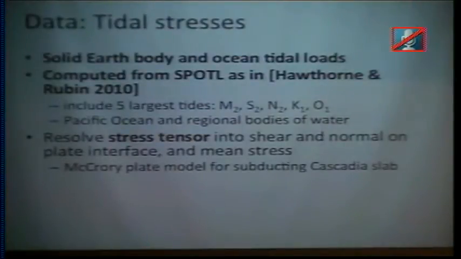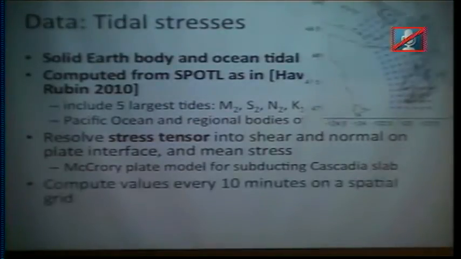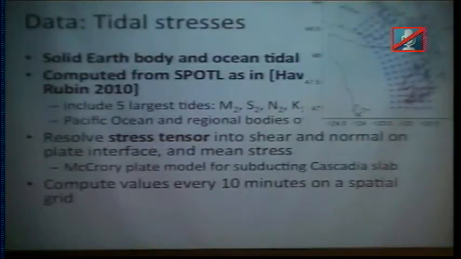Yes? Which is bigger? Yes, in many locations the ocean tides are bigger. It depends on the geographic location relative to Puget Sound, and we'll see that actually.